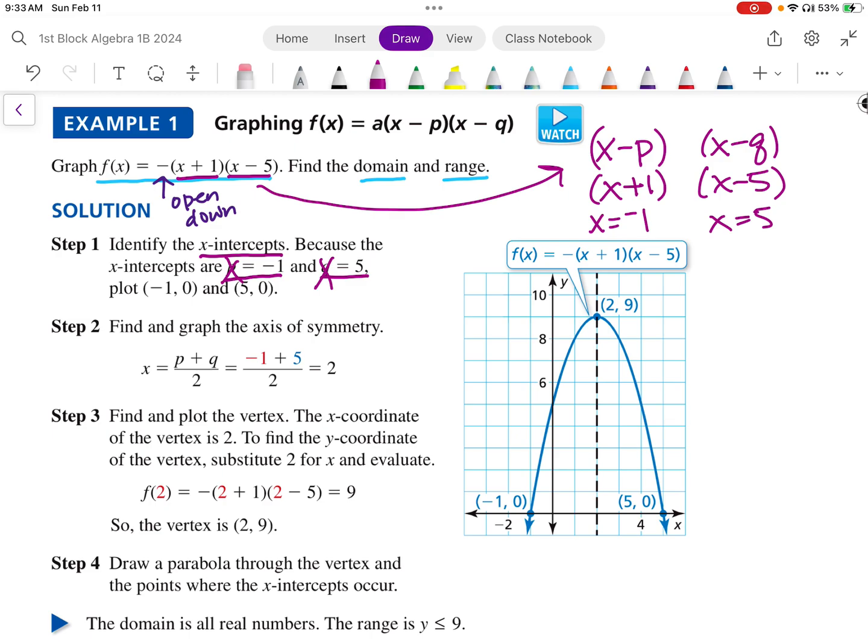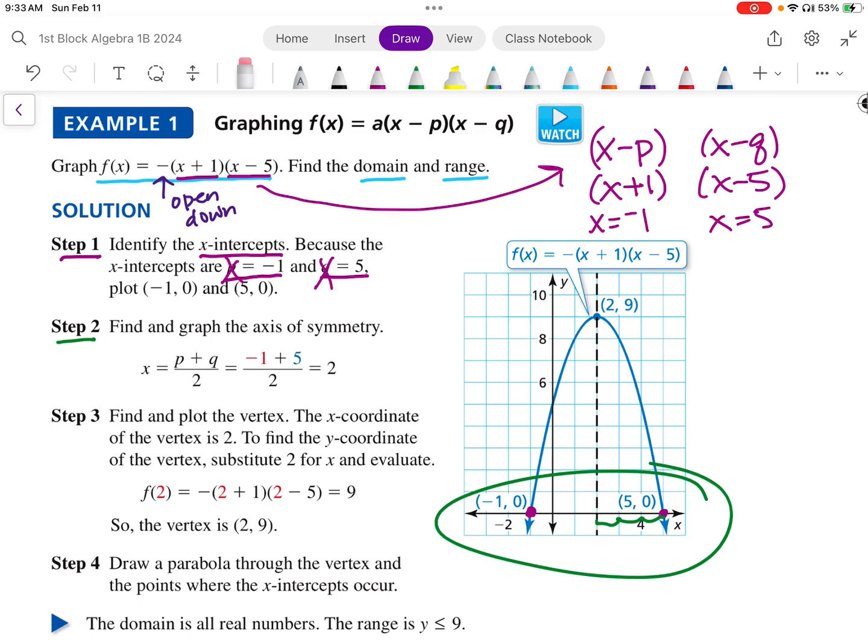So we go ahead and graph our zeros at negative 1 and 5, and those are on the x-axis because they are x-intercepts. The y value is 0. Next, our axis of symmetry. We're going to find the middle between these. Now, if you wanted to go down here to your graph and count 1, 1, 1, 1, 1, 1, you could find that axis of symmetry.